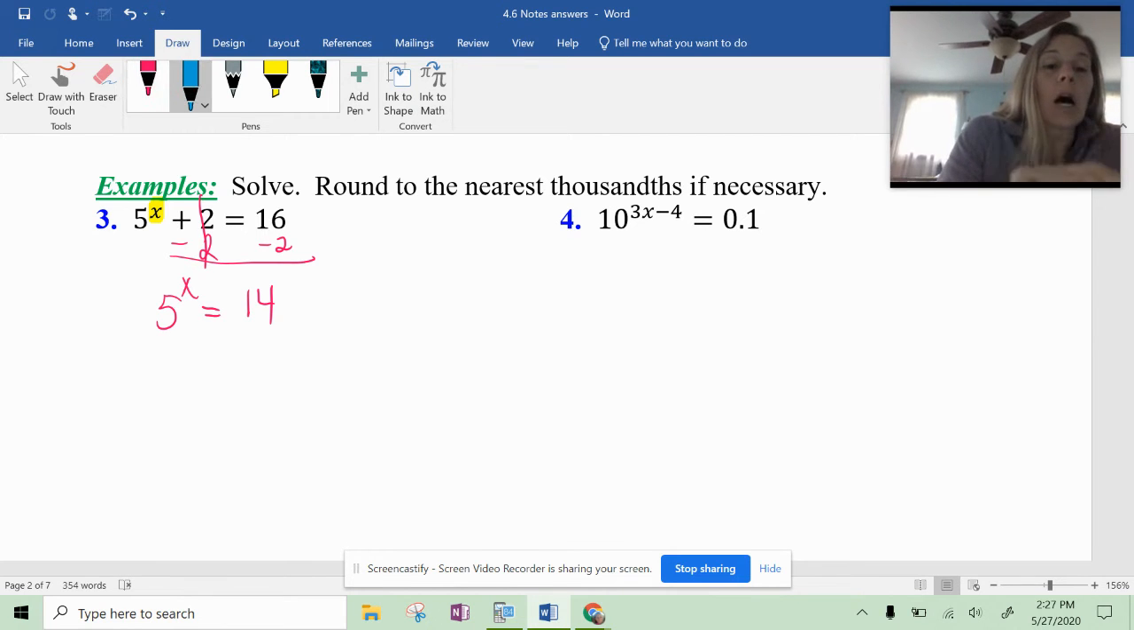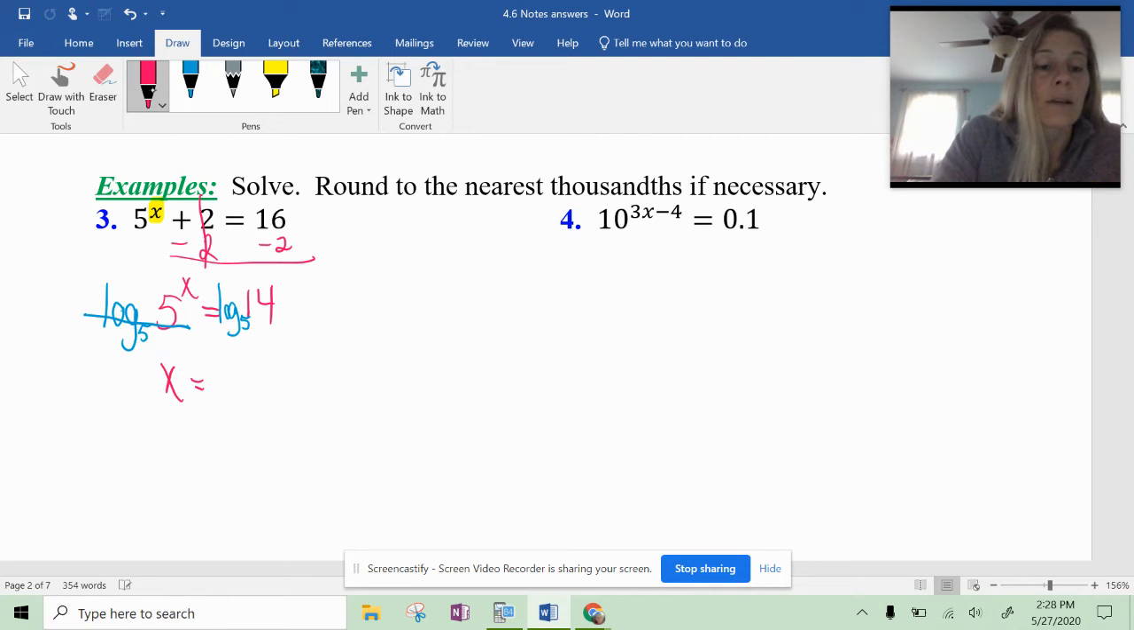So I'm going to log both sides. I'm going to log base 5 on the left, and I'm going to log base 5 on the right. That cancels that 5 out there, so I'm just left with x. And then I'm going to just do log base 5 of 14 on my calculator.